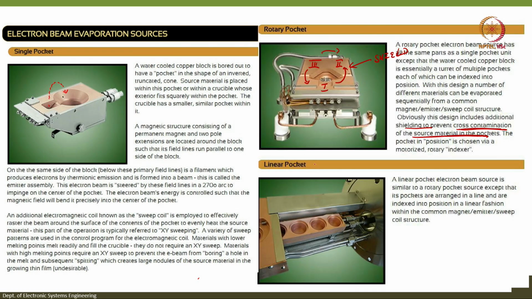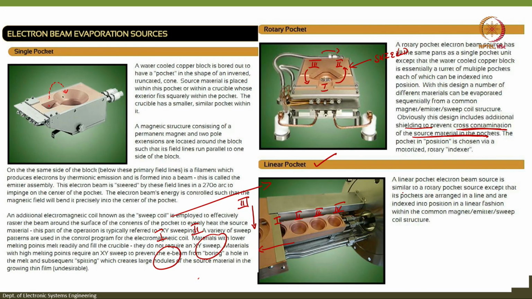Finally, there is the linear pocket. In the linear pocket, the electron beam source is similar to the rotary pocket source, except that its pockets are arranged in a line. It goes like this. When this is in the electron beam, this material is deposited. So, let us say this is 1, this is 2, this is 3, and this is 4. First one will come here, then 2 will come here when 1 moves on, this will become 3, and so on, and then it can go back also. So this is a linear fashion, that is why it is called linear pocket.